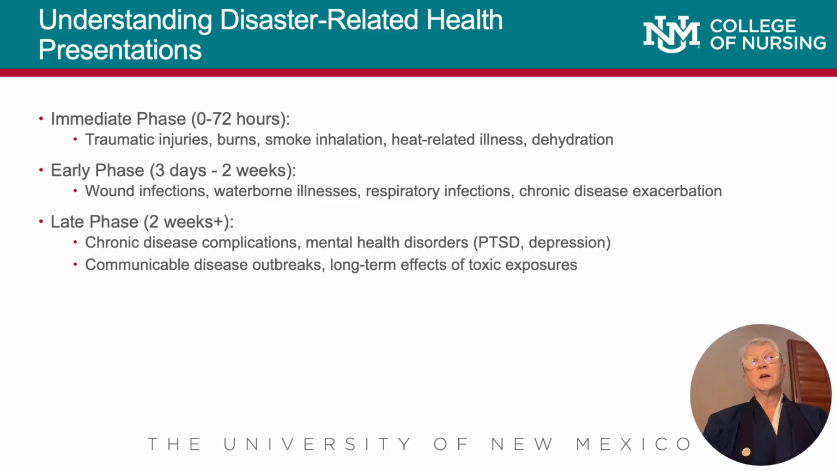As nurses, you need to understand that injury and illness patterns vary depending on the phase of the disaster. In the immediate phase, which is 0 to 72 hours, we see traumatic injuries like burns, fractures, and lacerations. We see crush injuries and compartment syndrome from people trapped under debris. Smoke inhalation and respiratory distress are common in fires. Heat-related illness, including heat exhaustion and heat stroke, occurs during extreme heat events. And dehydration and electrolyte imbalances are widespread.